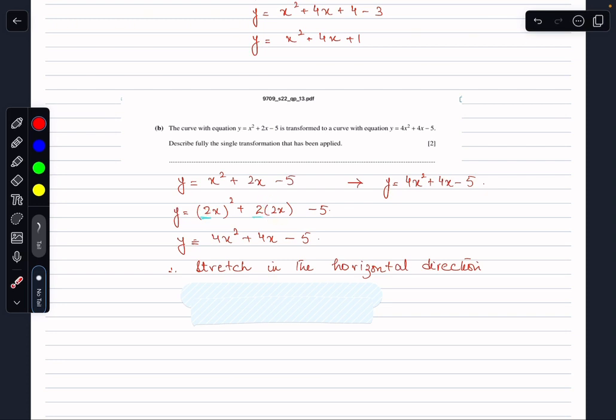So when the x gets multiplied by a number, then what we know is that it has to be a stretch in the horizontal direction. And what is the scale factor? The scale factor has to be a reciprocal. Therefore, I can say that it's a stretch in the horizontal direction with a scale factor of 1 by 2. So that is going to be the solution here.